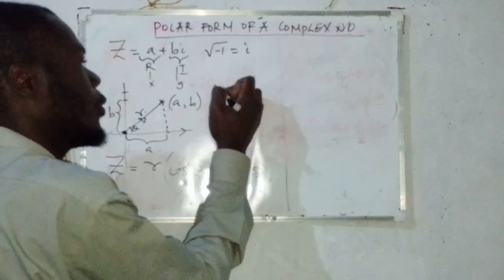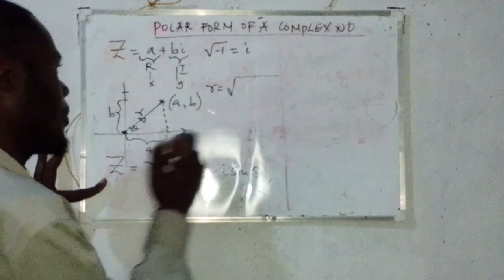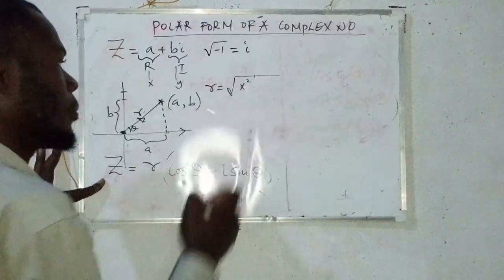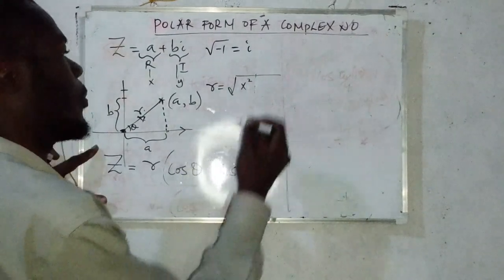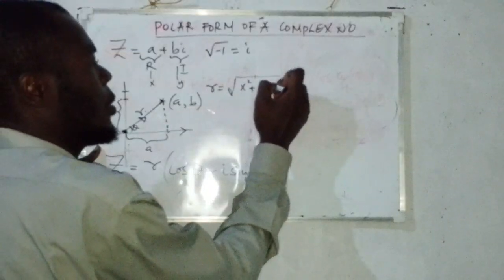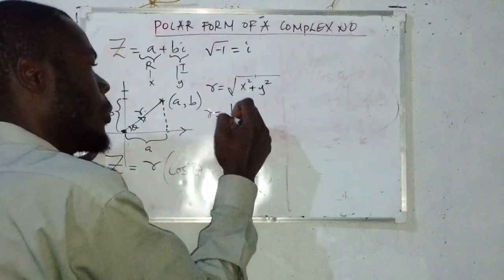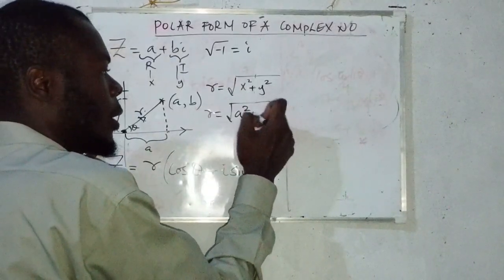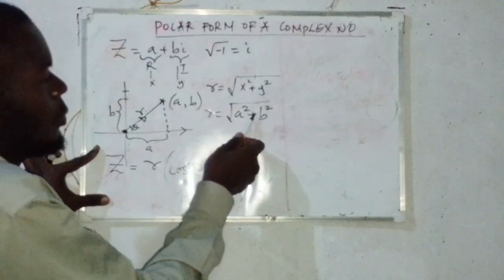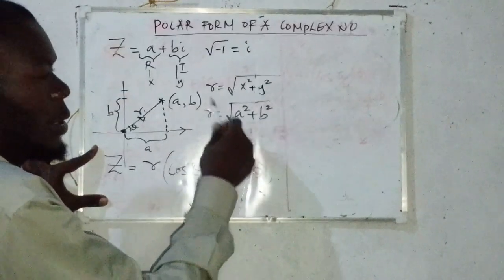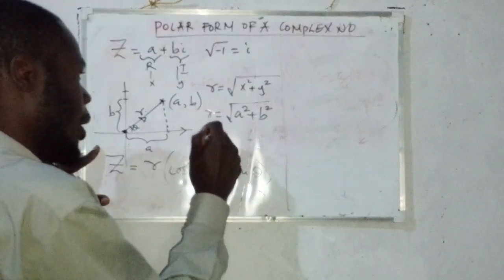We know that to get the magnitude, we square the x units plus the y units, then find the root. So your r will be the root of a squared plus b squared. That is, the coefficient of the real part and the coefficient of the imaginary part, squaring both of them, adding, and then finding the root.